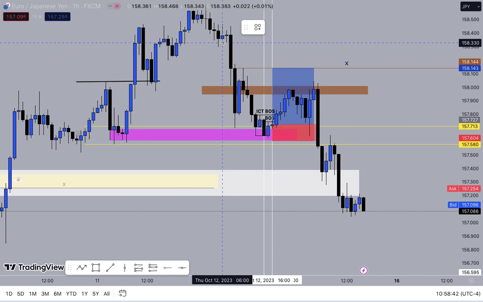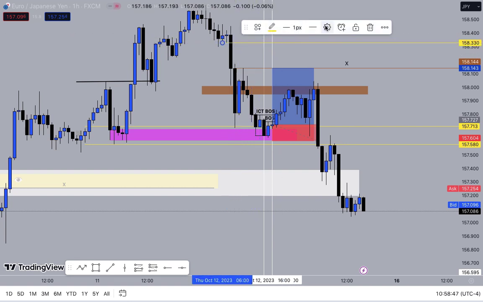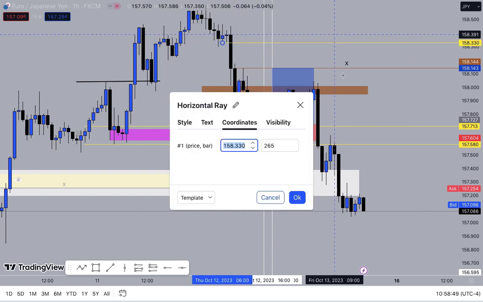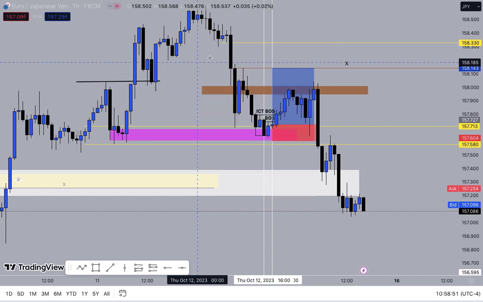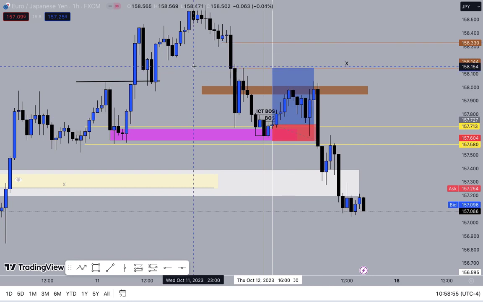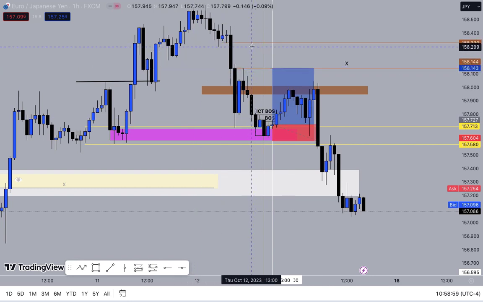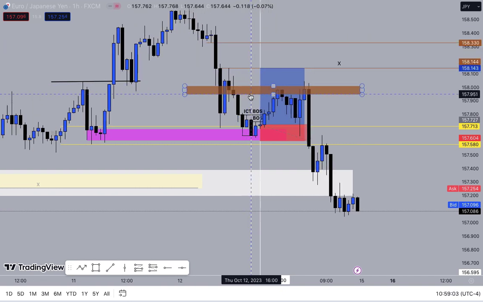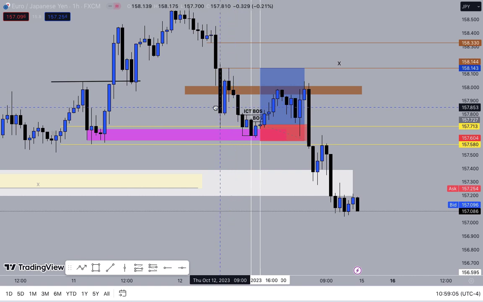Let me mark it out. Let's use this color. So these two lines now are my fair value gaps. These two. So that's where I was targeting, although there were other fair value gaps here.